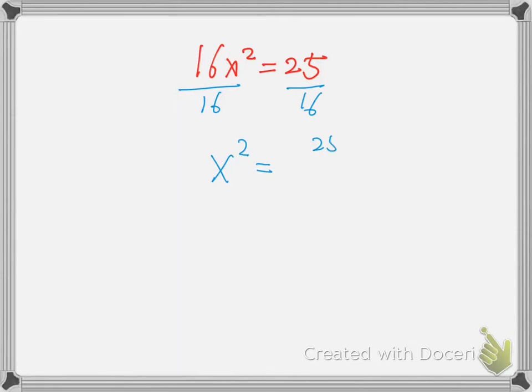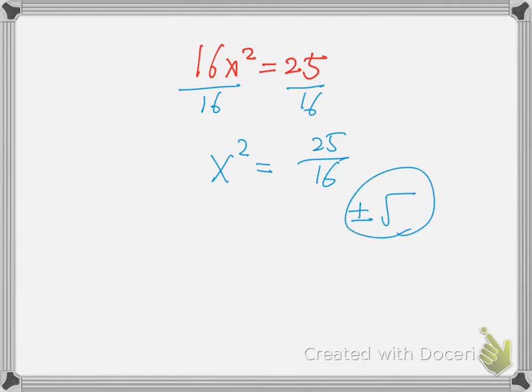A harder example. You have 16x squared is 25. So no, we cannot take the square root in the beginning. We have to isolate x squared. So divide by 16, divide by 16. We got x squared is 25 over 16. So now take the positive and negative square root on both sides.